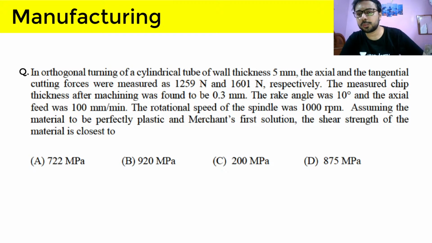The rotational speed of the spindle is 1000 rpm. Assuming the material to be perfectly plastic and Merchant's first solution, the shear strength of the material is closest to.